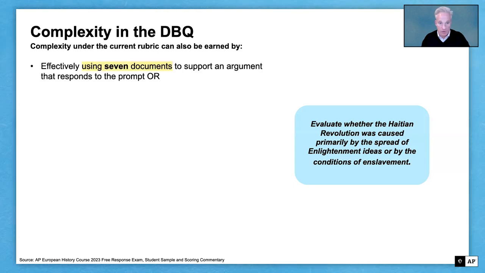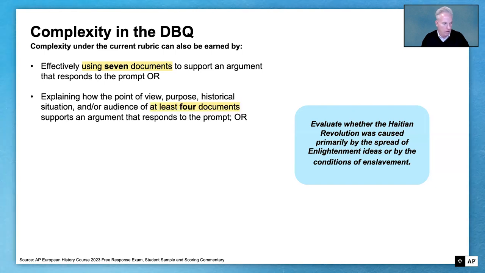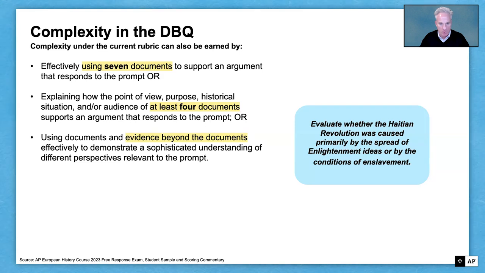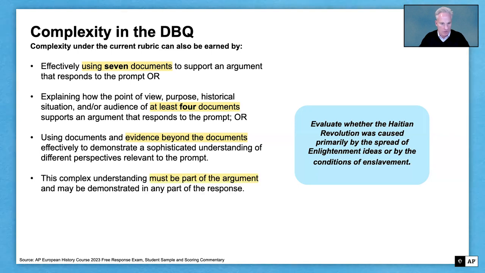Remember, you can effectively use all 7 documents to support an argument that responds to the prompt. That's another path. Or you could explain how that point of view, purpose, historical situation, and audience for at least 4 documents. Make the source happy 4 times. That in an argument that responds to the prompt is another path. Or using the documents and evidence beyond the documents effectively to demonstrate a sophisticated understanding of different perspectives relevant to the prompt. So that's another path.